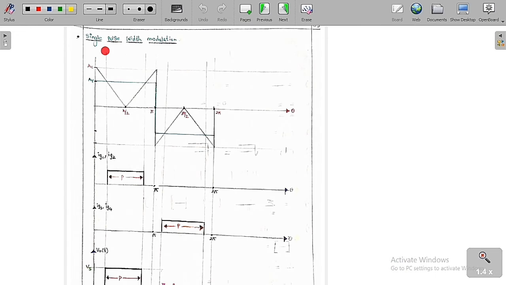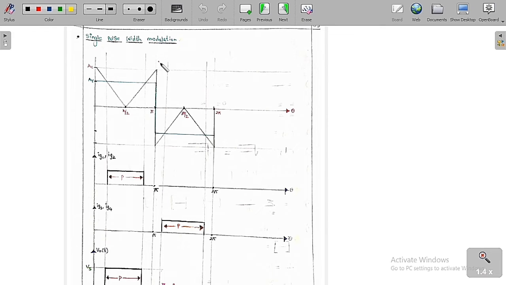Now we are going to discuss single pulse width modulation. Single pulse width modulation means that in half of the time period, the output is going to have only one pulse. That is called single pulse width modulation.